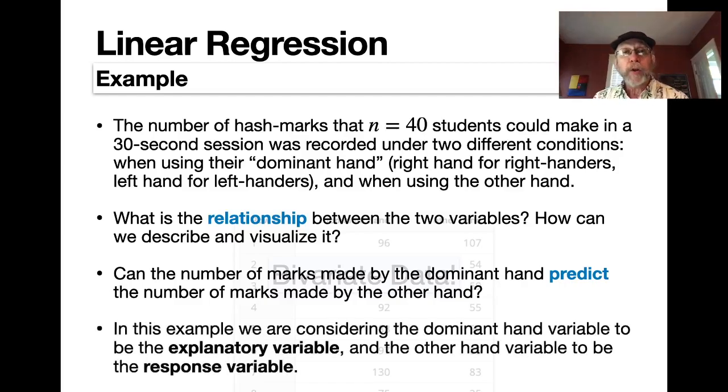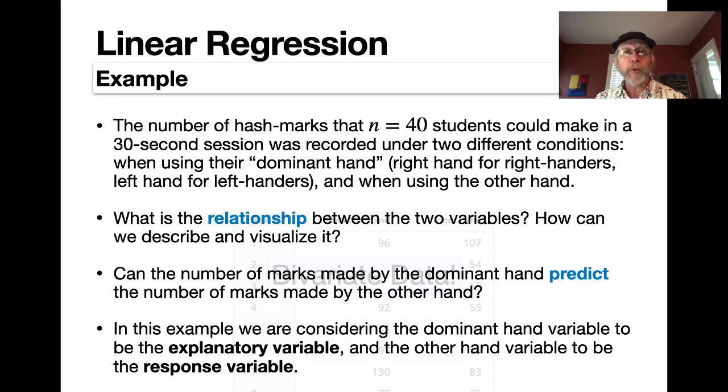We're going to be working with a distinction we made some time ago in bivariate data, and that's between an explanatory variable and a response variable. That'll be important in linear regression. Recall that an explanatory variable is one in which we have some sort of a priori knowledge that it may be causing or at least affecting values of the other variable, which we call the response variable. So in this example, we're going to consider the dominant hand variable to be the explanatory variable and the other hand variable to be the response variable.